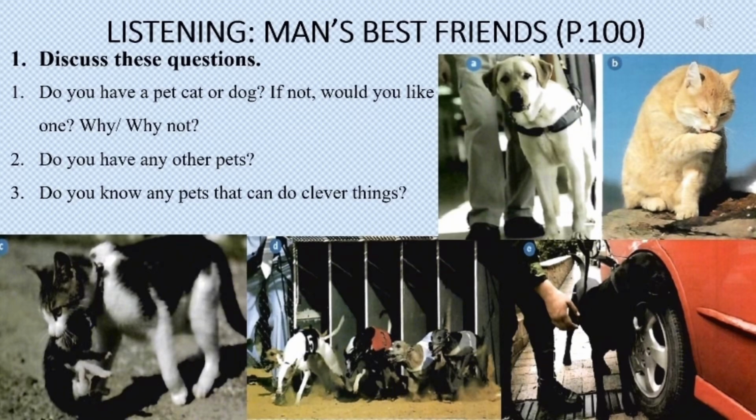Now before we listen, I'd like you to discuss these questions with your partner. Question 1. Do you have a pet, cat or dog? If not, would you like one? Why or why not? Question 2. Do you have any other pets? Question 3. Do you know any pets that can do clever things? You have 3 minutes to talk. Then I'll ask a few pairs to share.